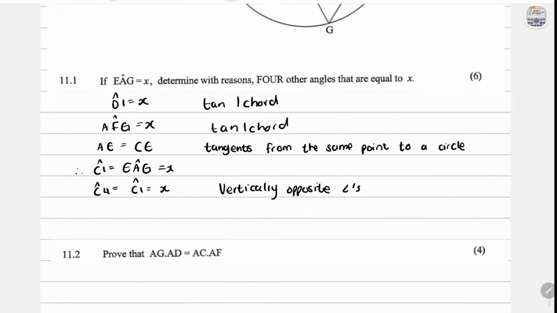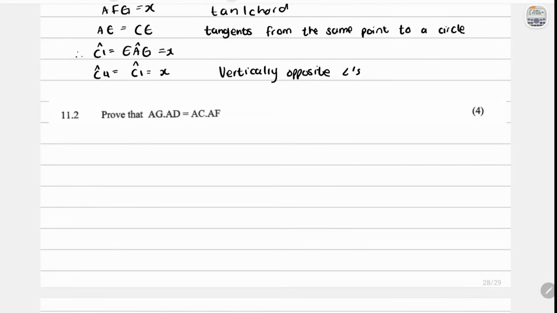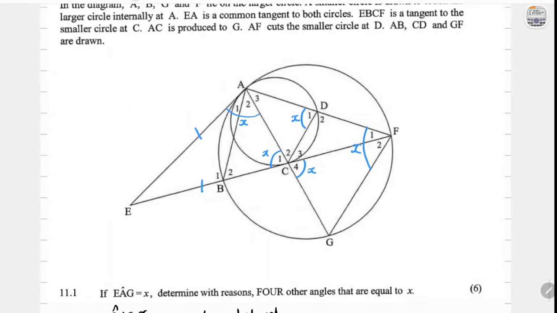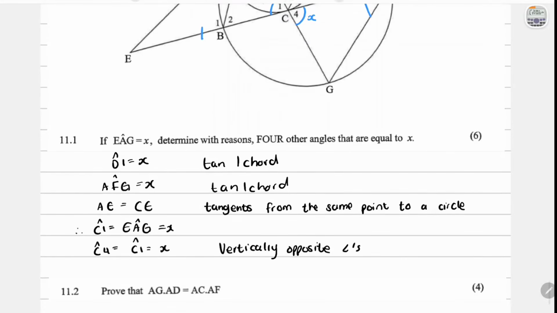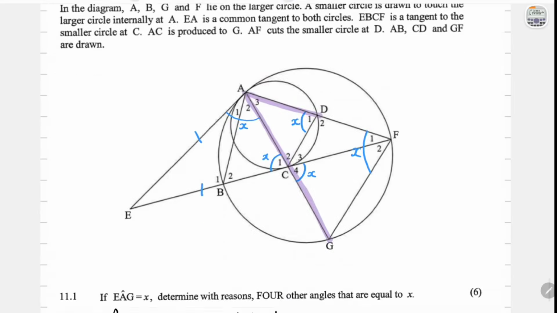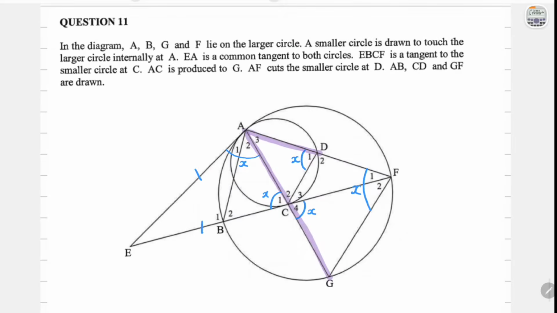Moving on to the next question. Okay, 11.2 says prove that AG multiplied by AD is equal to AC times AF. The minute they start mentioning lines, you just need to draw them down so that you can see where these lines are and then relate it probably to some sort of triangle. So AD and AG, where are those? We have AD over here, and then AG is that. And then AC and AF. AC is this one, and AF is on the other side.